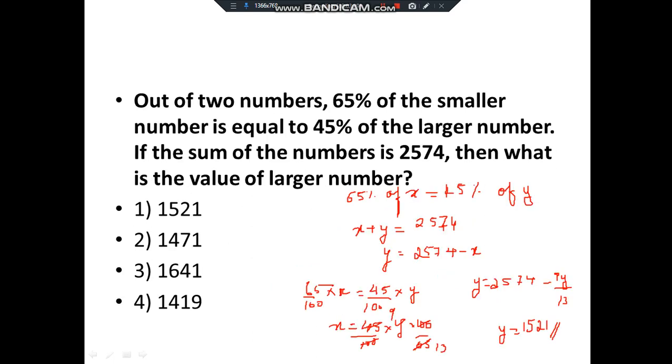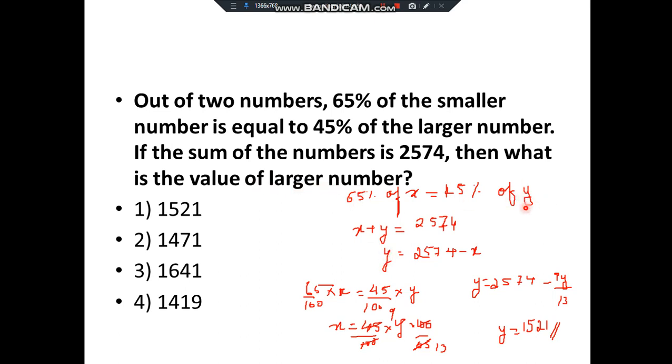Next question. Out of two numbers, 65% of the smaller number is equal to 45% of the larger number. If the sum of the numbers is 2574, then what is the value of the larger number? So they have told there are two numbers. Let them be x and y. So 65% of the smaller number, that is 65% of x, is equal to 45% of y. Okay, hope you understood. And next they have given us the sum of the numbers, which is x plus y equal to 2574. And finally we have to find the value of the larger number, which is y.